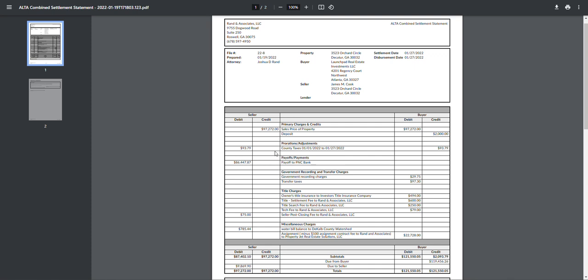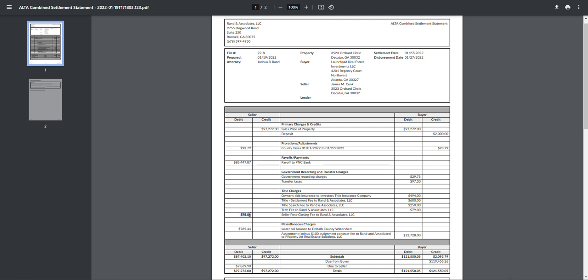Now we're going to go down here to the next line and we have payoffs. Payoff to PNC Bank, which is $86,447.87. Basically, that's the remaining mortgage balance for this particular property. In order to close the deal, the amount that you offer to the seller has to be more than that payoff amount so that the seller does not have to come to the closing table with cash to close the deal. All right. And they can walk away with some money in the pocket. So that's a debit. So that's going to be a deduction from the actual total sales price of the property.